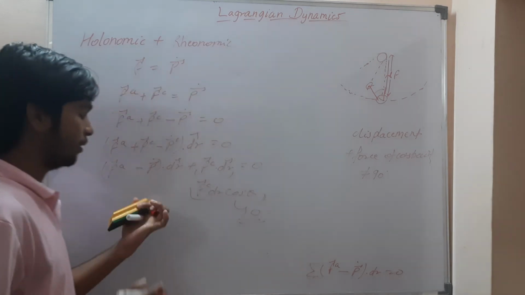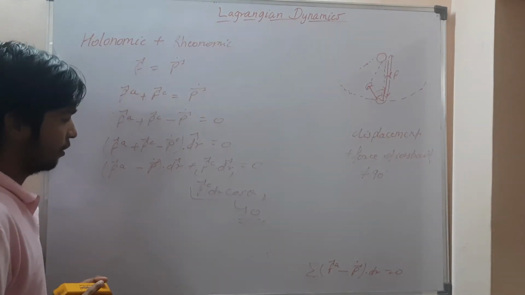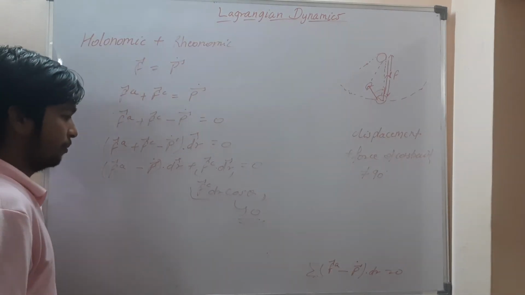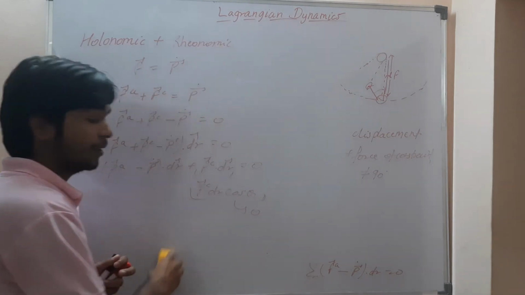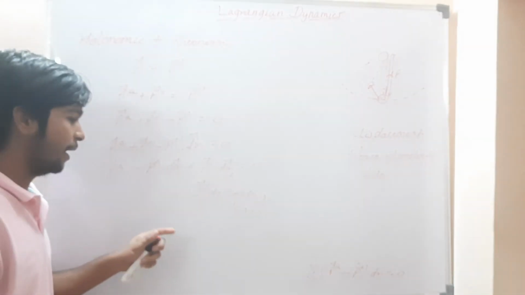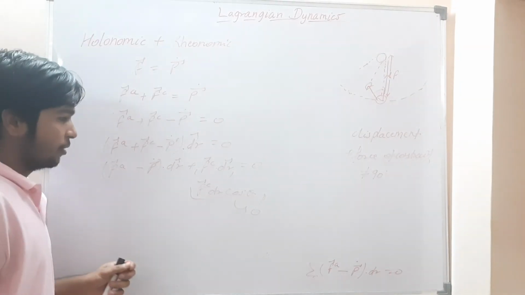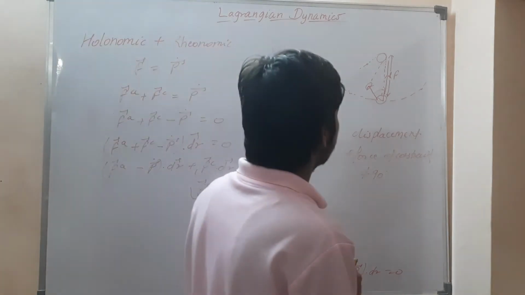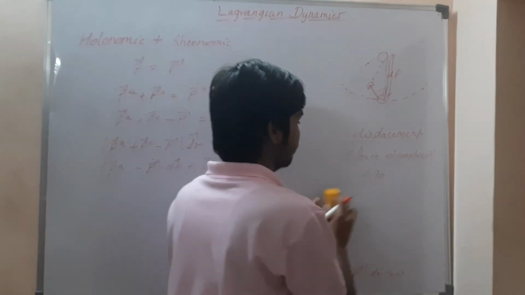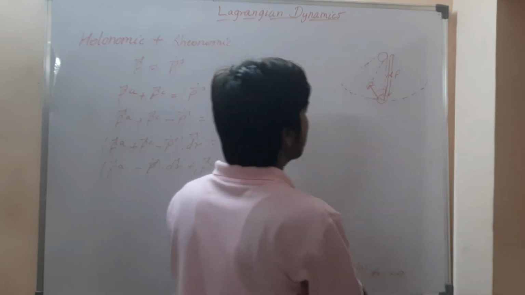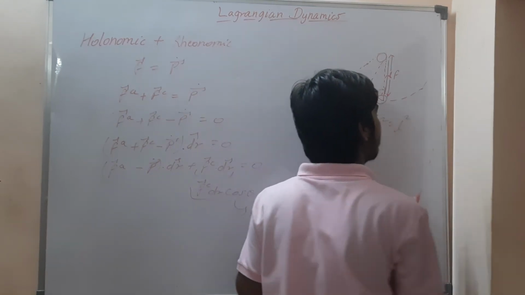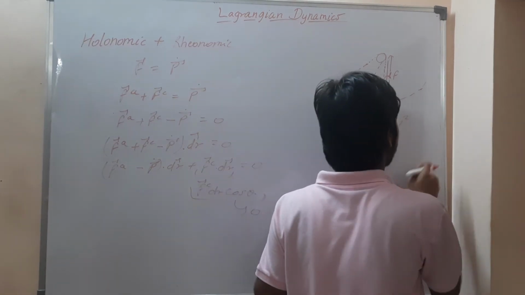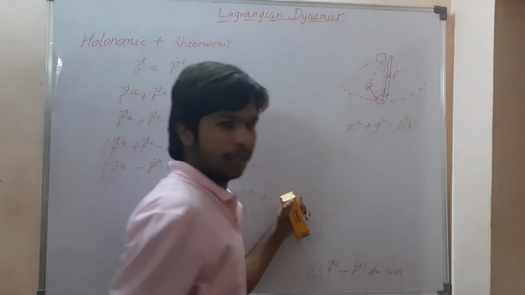So for this one, what can we do to solve this equation easily? We will introduce a new term, which we will see in the next class: virtual displacement and virtual work. Here the equation is x squared plus y squared is L squared, and L is changing according to time.